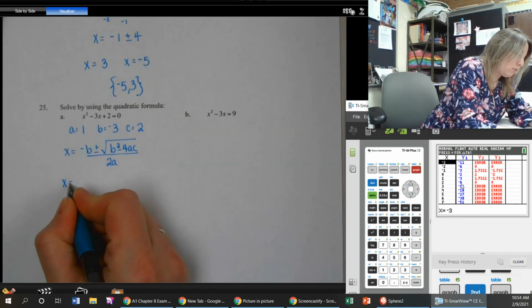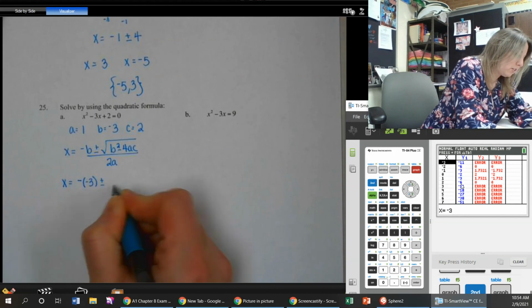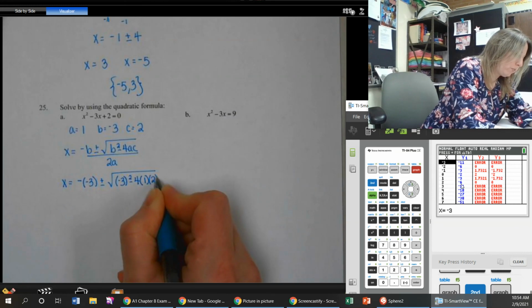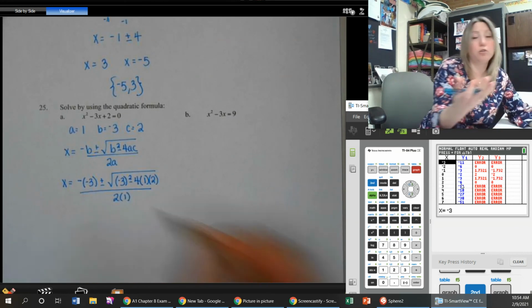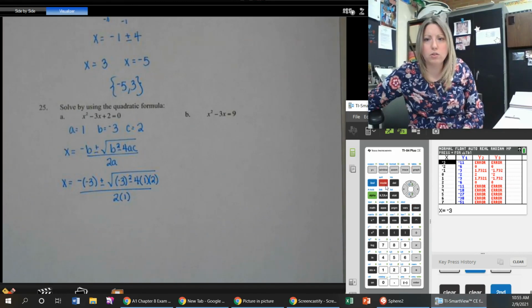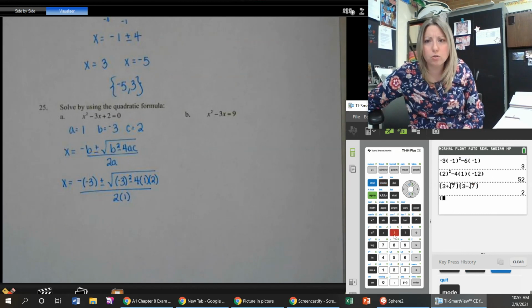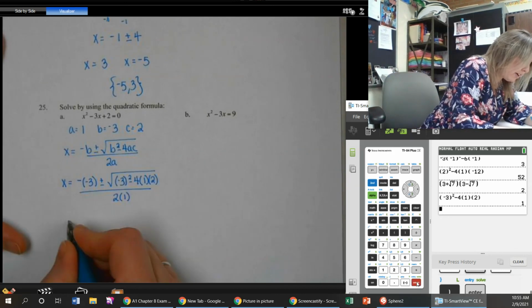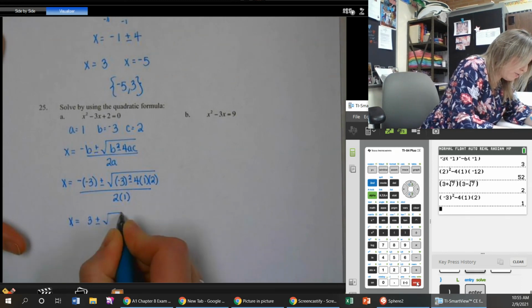I get x equals the negative of negative 3 plus and minus the square root of negative 3 squared minus 4 times 1 times 2, all over 2 times 1. I can just plug that part into my graphing calculator if I so choose, right? So second and quit. And let's just do negative 3 squared minus 4 times 1 times 2. And I get 1. So that's what goes under my radical. X equals 3 plus and minus the square root of 1 divided by 2.